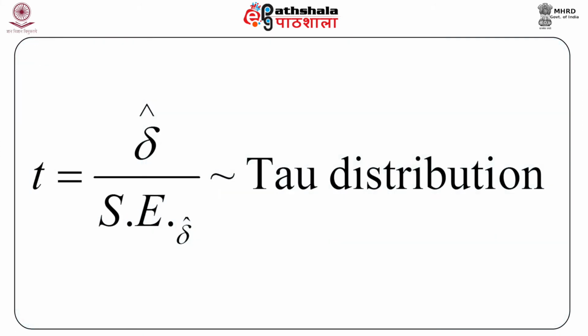Now we again test the model using the following formula, assuming that our beta follows a tau distribution. So we write t equal to delta hat upon standard error of delta hat. So this is distributed as tau distribution. Now, summing up, if the calculated value is less than the table value, then we accept the null hypothesis and reach a conclusion that the series is non-stationary. If the calculated value, on the contrary, is more than the table value, then we reject the null hypothesis and reach a conclusion that the series is stationary.